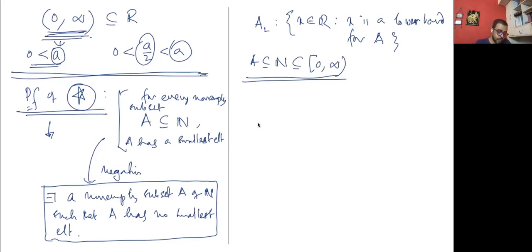0 itself would be a lower bound. So this set is going to be non-empty. This set is going to contain 0. 0 is going to be a lower bound. Okay. Now show that this set is going to be an inductive set.